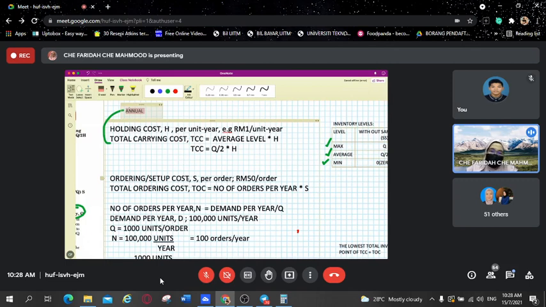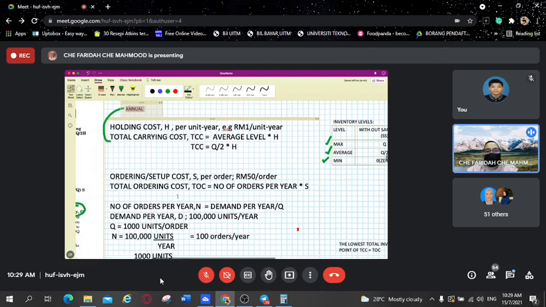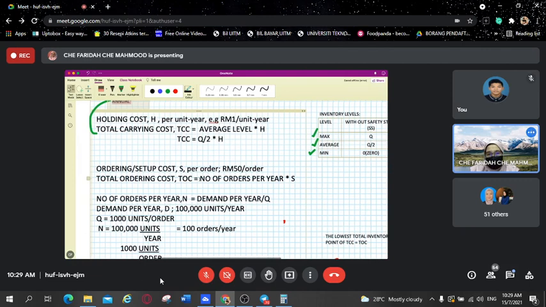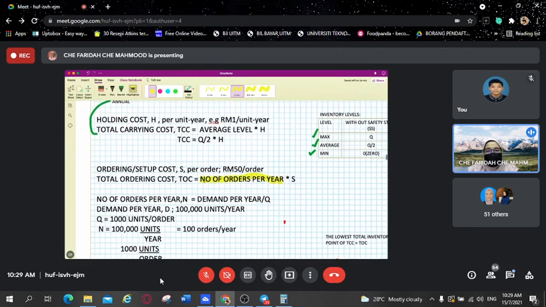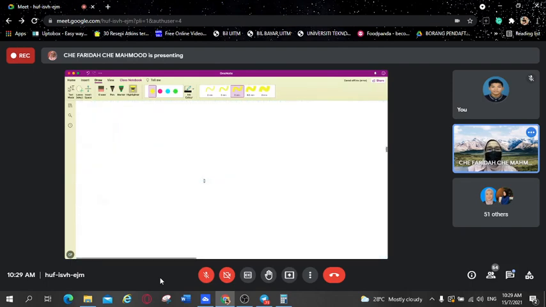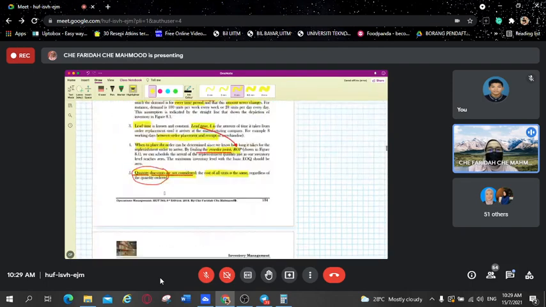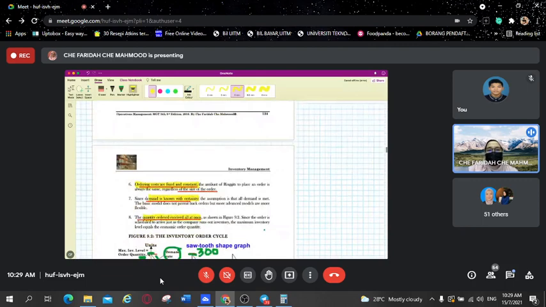The ordering cost pula ialah, we are talking about setup cost. In OM, dia panggil setup cost. It's per order. Every time you order, you will be charged the cost, say 50 ringgit per order. So the total ordering cost is simply, ini dia formulanya, the number of orders per year times the S. S, my dear, is ordering cost. Ordering cost is regardless of the volume. Ordering cost is fixed and constant. The amount of ringgit to place an order is always the same.